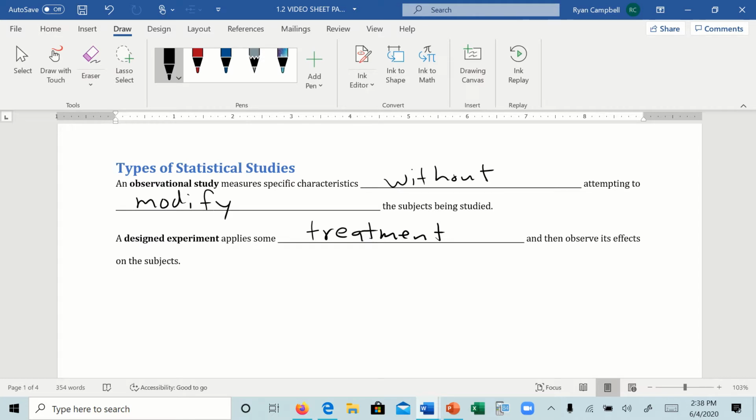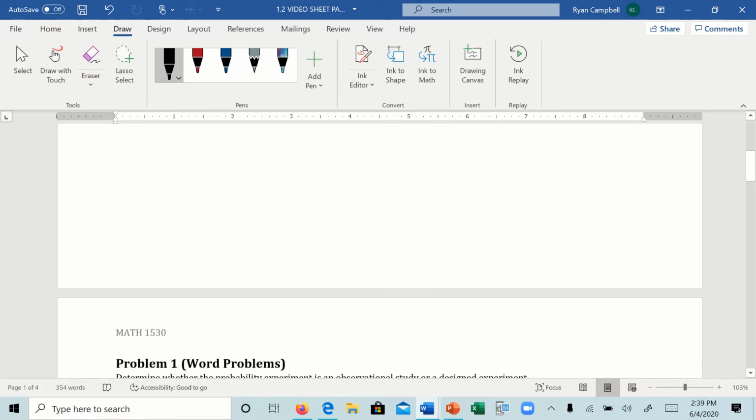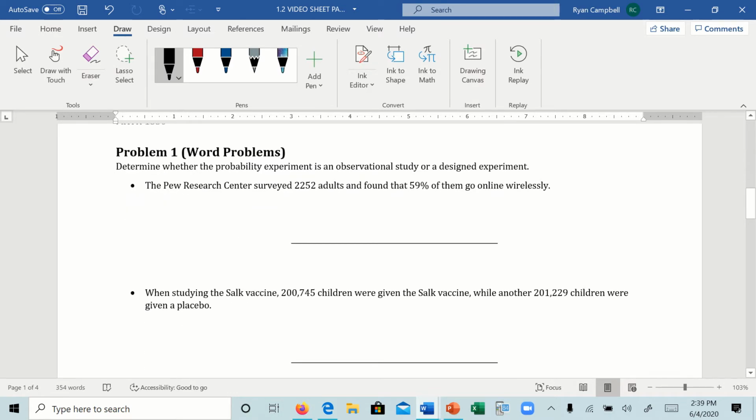So hopefully you can see the differences between these two, right? So a designed experiment specifically gives a treatment, and the whole point is to see what the effects of that treatment are on the subject, as opposed to an observational study where you were just not specifically modifying the subjects, right? You're just seeing what they're already doing. All right, let's do a couple of problems.